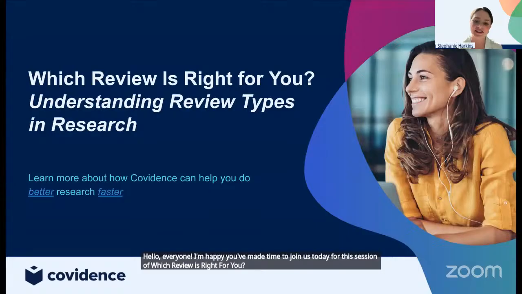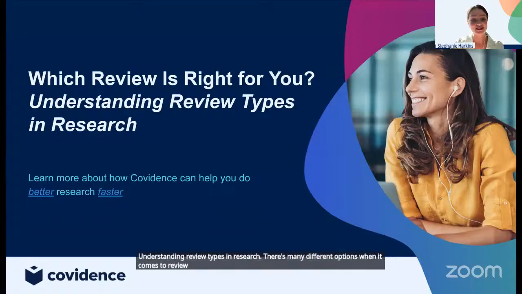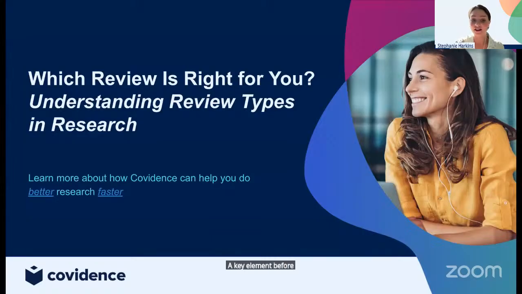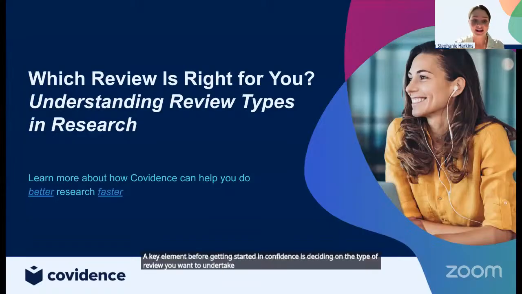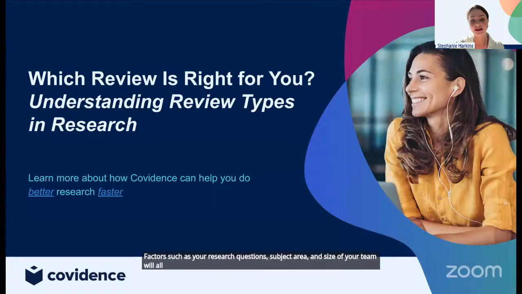Which Review is Right for You? Understanding Review Types in Research. There are many different options when it comes to review types, which is a question we often get. A key element before getting started in Covidence is deciding on the type of review you want to undertake. Factors such as your research question, subject area, and size of your team will all play a part in deciding which review is right for you.